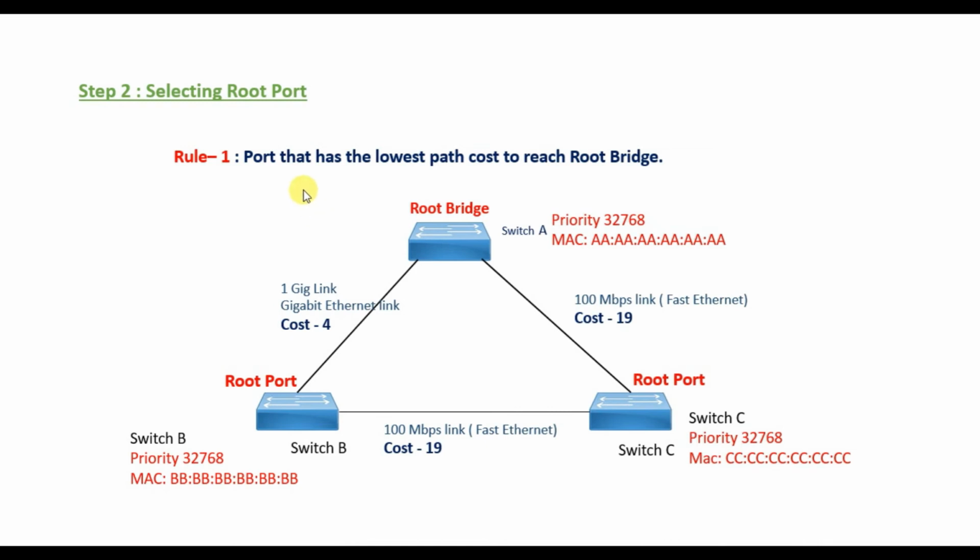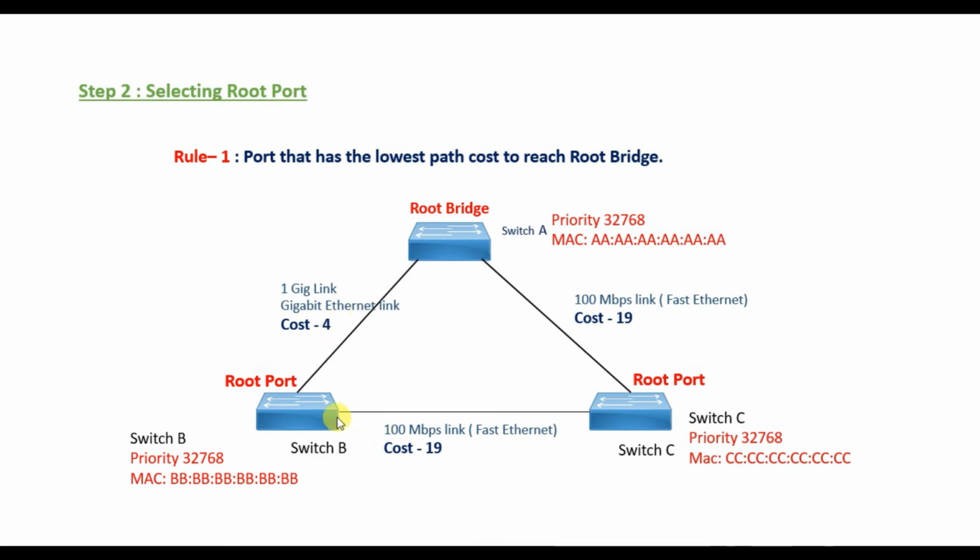As per rule one, the port that has the lowest path cost to reach the root bridge is preferred. So basically, the port which has the lowest path cost will be preferred. Say for example, I'm using a 1 gigabit Ethernet link to connect my root bridge and my non-root bridge switch B, and on this side I have connected a fast Ethernet link, a 100 Mbps link, and on this side also a 100 Mbps fast Ethernet link. For a 1 gig link the cost is 4. So if I want to communicate from here to here, the cost is 4, because I have used a 1 gig link.